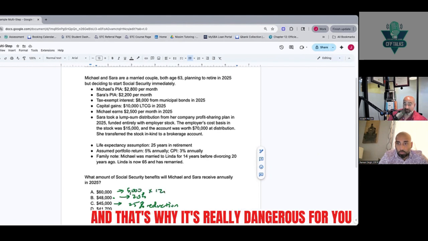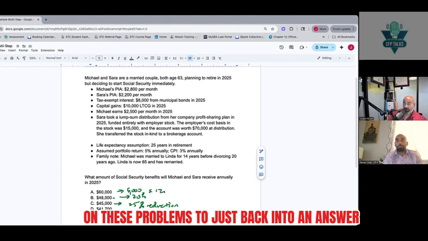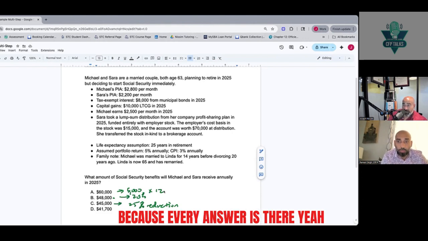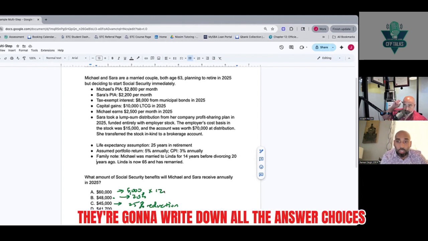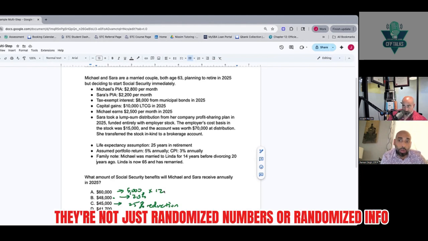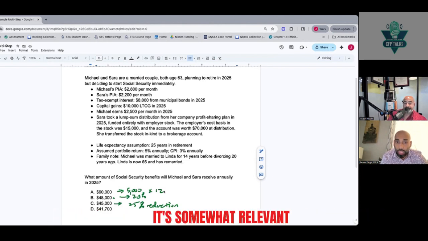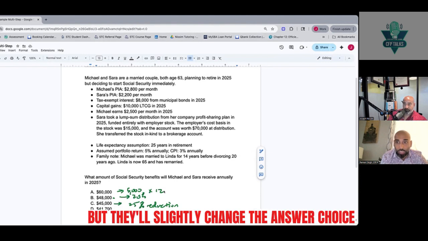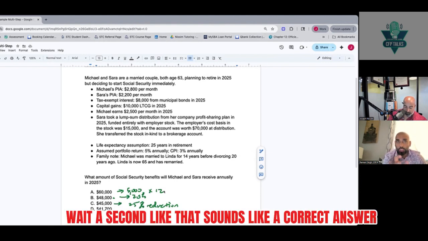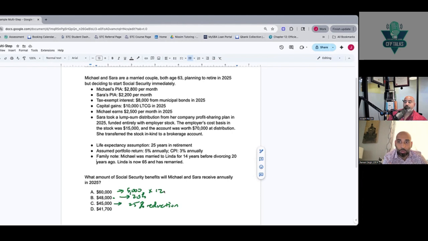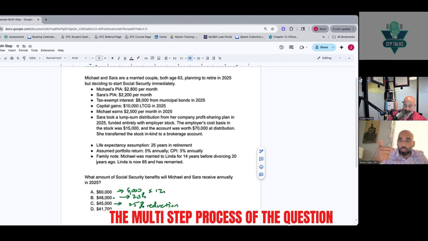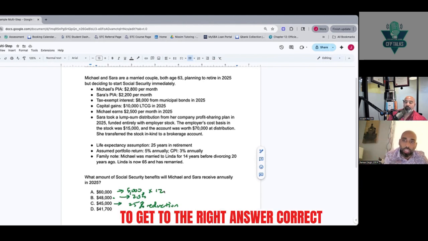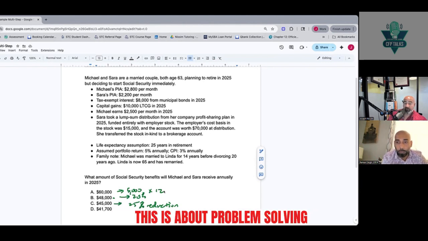That's why it's really dangerous on these problems to just back into an answer, because every answer is there. It is written on purpose like that. The CFP loves doing that. They write down all the answer choices, and they're not just randomized numbers. It's somewhat relevant, but they'll slightly change the answer choice, and you think, oh wait, that sounds like a correct answer. Well, it's not, because they want you to figure out the multi-step process of the question to get to the right answer. This is about problem solving.